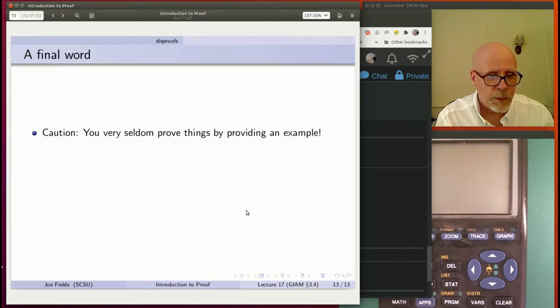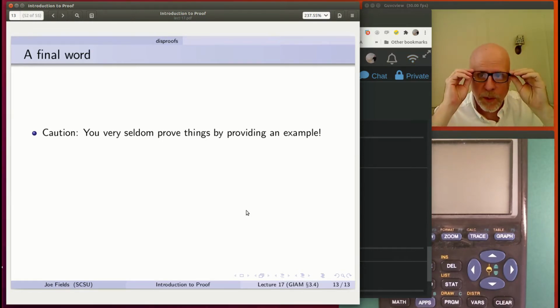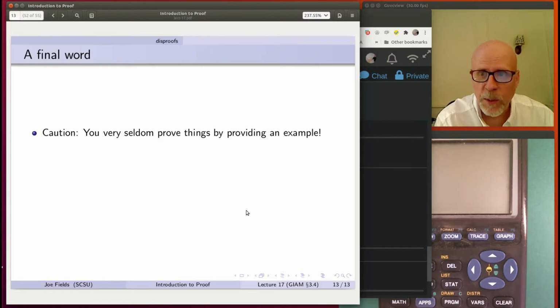A final little word of caution about this stuff. We just proved something by providing an example. That very, very seldom happens, because think about the kinds of statements people are interested in proving. We hardly ever want to prove something that's existential. Most often we prove things that are universally true. We wouldn't bother with writing a proof of something unless it was a powerful statement that was true most of the time, all of the time, preferably.